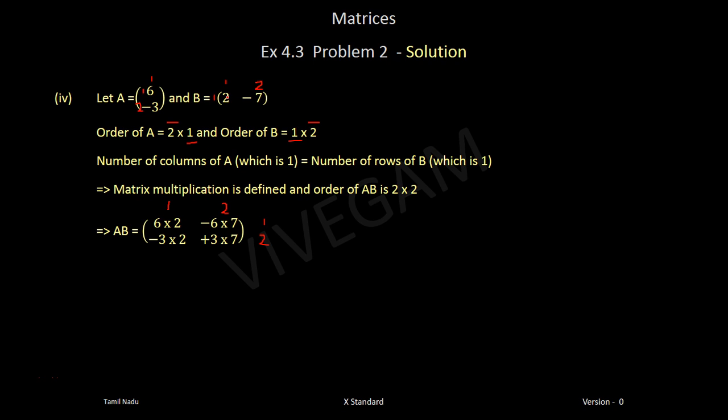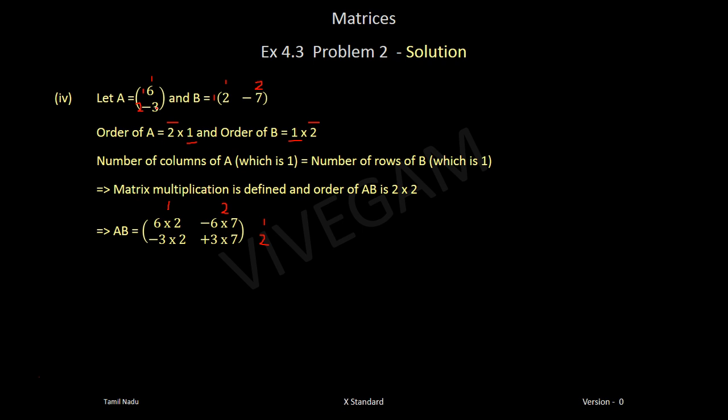Okay. So now our first row into first column. So 6 into 2. Where will it come? It will come into first row, first column position. So it will come here. 6 2s are 12. Next, first row into second column. This is the second column, right? So 6 into minus 7, that is minus 42. It will come into first row, second column. So it will come here.